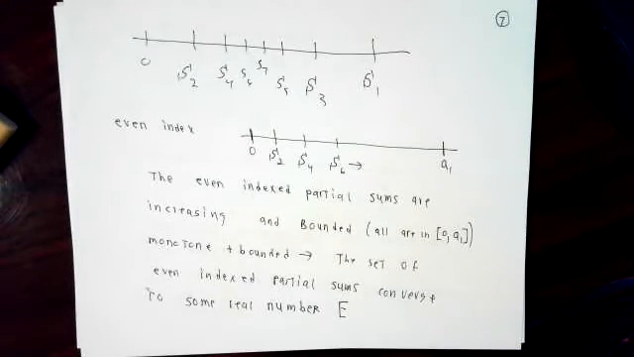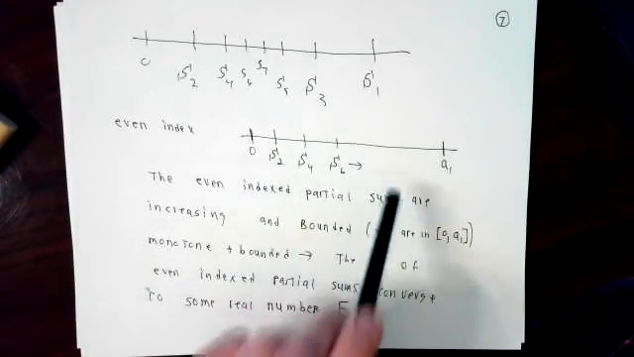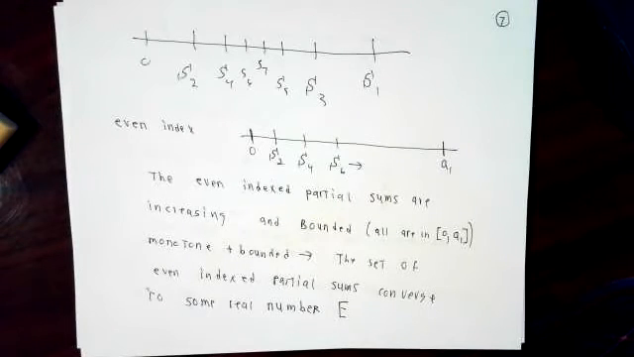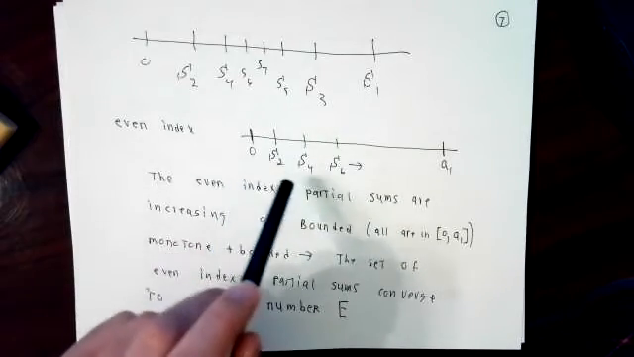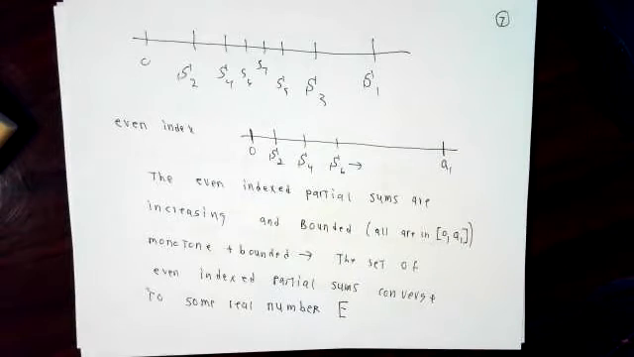If I draw this same picture in, except I only draw in the even indexed partial sums, S2, S4, S6, and so on, you see that you get an increasing sequence of numbers. Not only that, each one of these numbers is bounded. All of the S numbers are between 0 and A1. In particular, the even indexed ones are. So this means the set of even indexed partial sums are bounded and increasing.